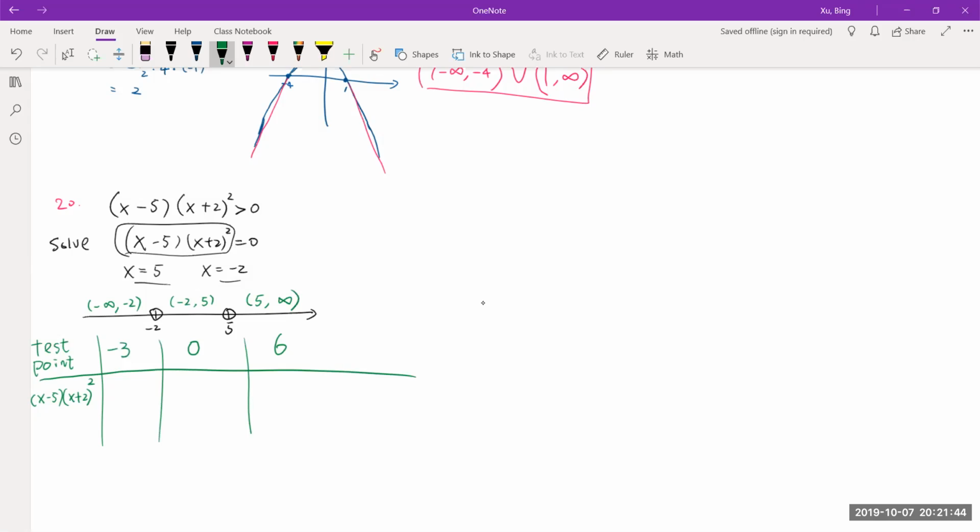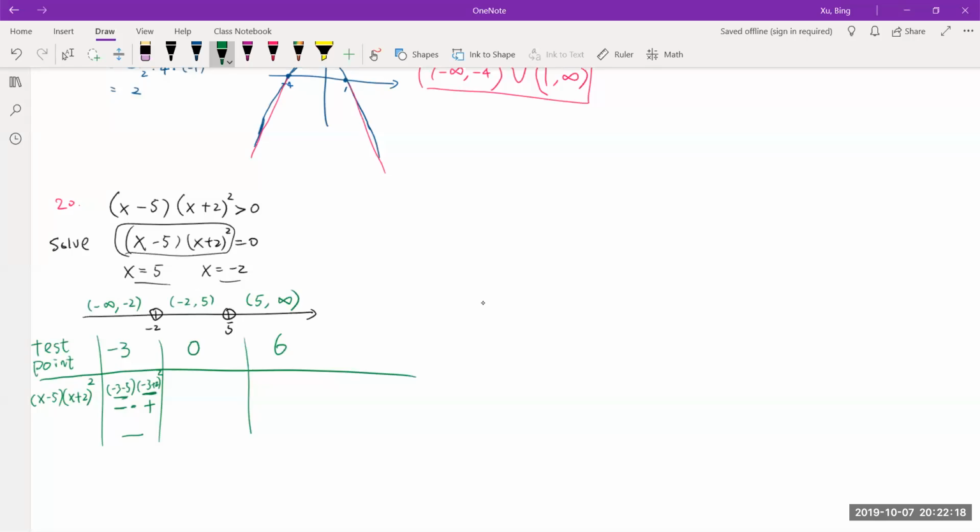Okay, so plug in negative 3. Since I only want to know positive or negative, you don't have to find the exact value, just to see if it's positive or negative. So if I plug in negative 3 in this expression, well, negative 3 minus 5 and negative 3 plus 2 squared. Okay, this is negative, right? Times this is negative squared, which is positive. So overall, it will be negative, correct?